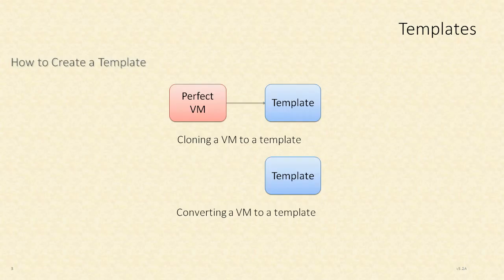And now this is strictly a template. It can't be powered on. It can't run as a virtual machine. You can't make changes to it. That's one of the good things about a template. It's not easy to casually mess up one of your templates. You actually have to convert it back to a VM first.